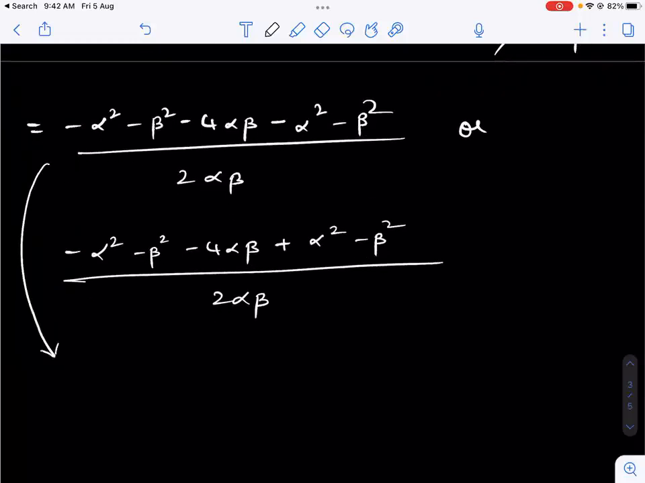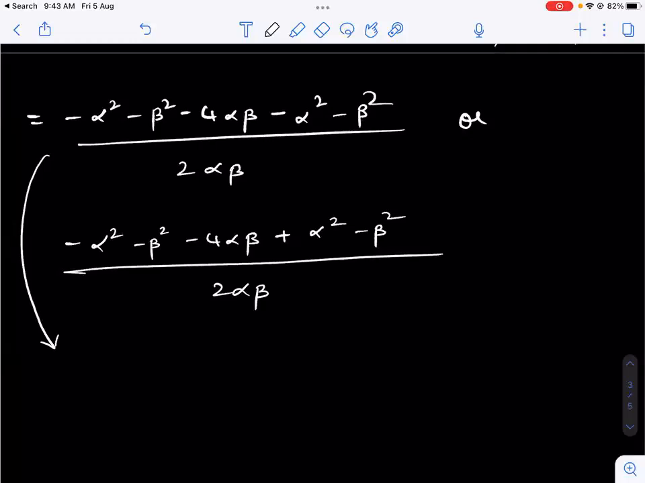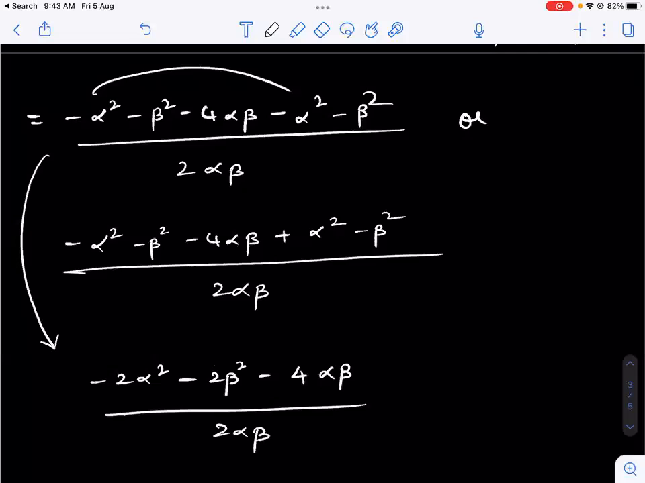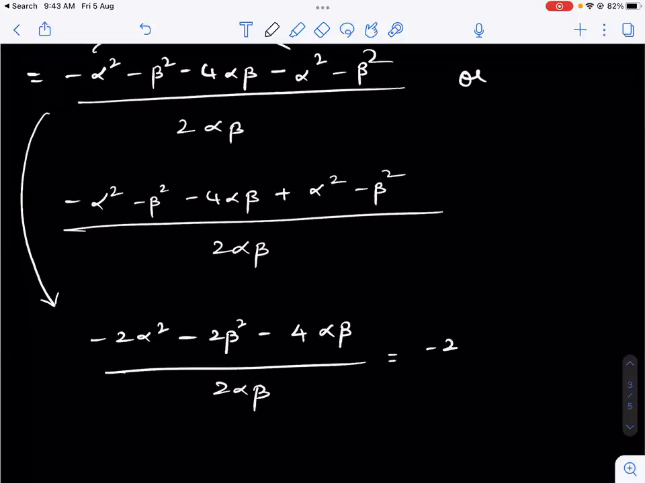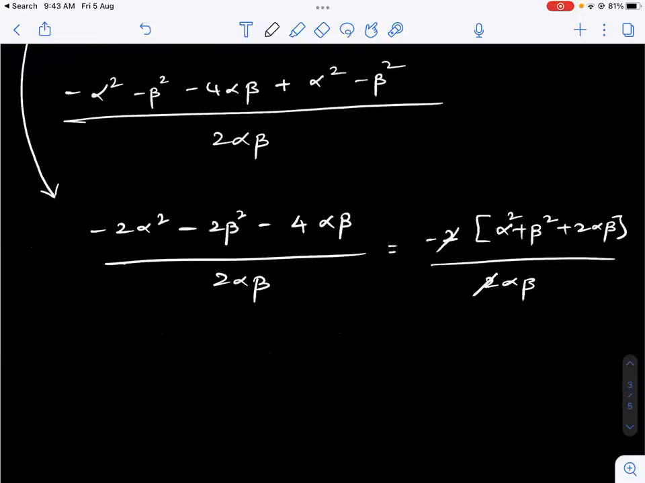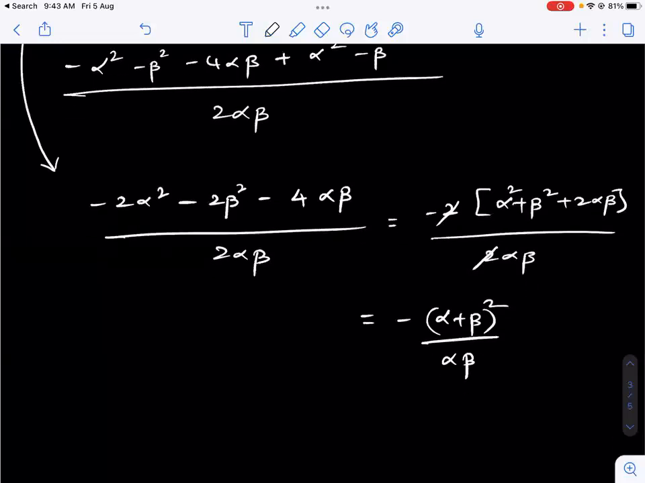So if you take out the terms from here, then if I observe, minus 2 alpha square minus 2 beta square minus 4 alpha beta divided by 2 alpha beta. So I can take out minus 2 outside. It becomes alpha square plus beta square plus 2 alpha beta divided by 2 alpha beta. 2 and 2 are gone. So this will be equal to minus of alpha plus beta the whole square divided by alpha beta. Alpha plus beta the whole square by alpha beta.